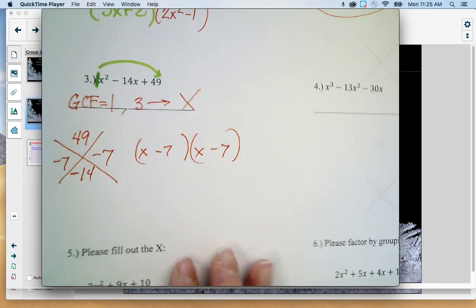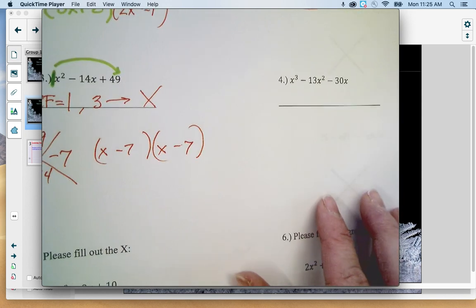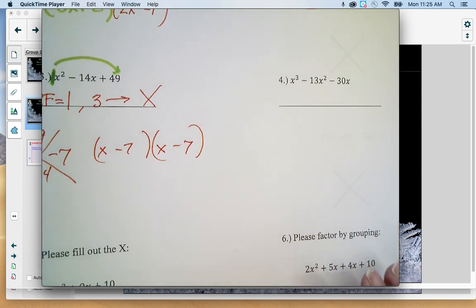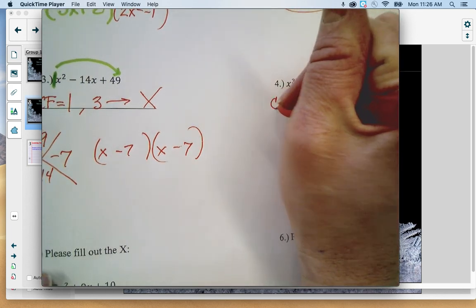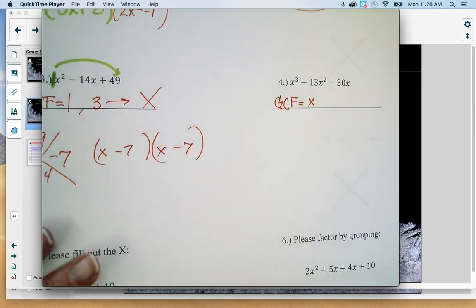Check on 4, you should be with me and you should be going over this. I'm not sure what else we're doing in our calculators. On 4, what was your GCF on 4? Was there a GCF other than 1? It's 1, but it's 1 what? X. Your GCF is actually X.